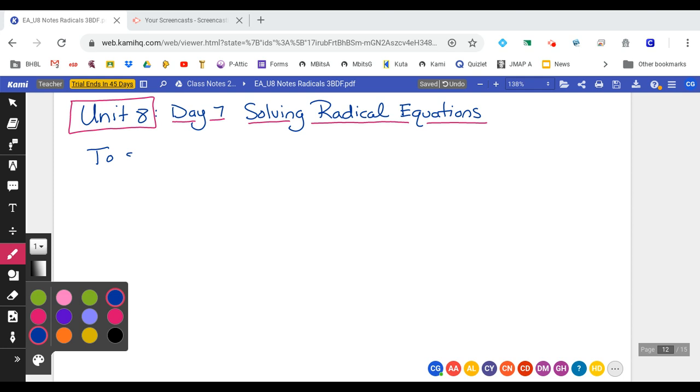So to solve, and we're only going to talk today about square roots. So it's to solve equations that have square roots in them. All right, so to talk about it, I'll put an example right over here to the side. Let's say I have something like the square root of x minus 2, minus 3, equals 2.